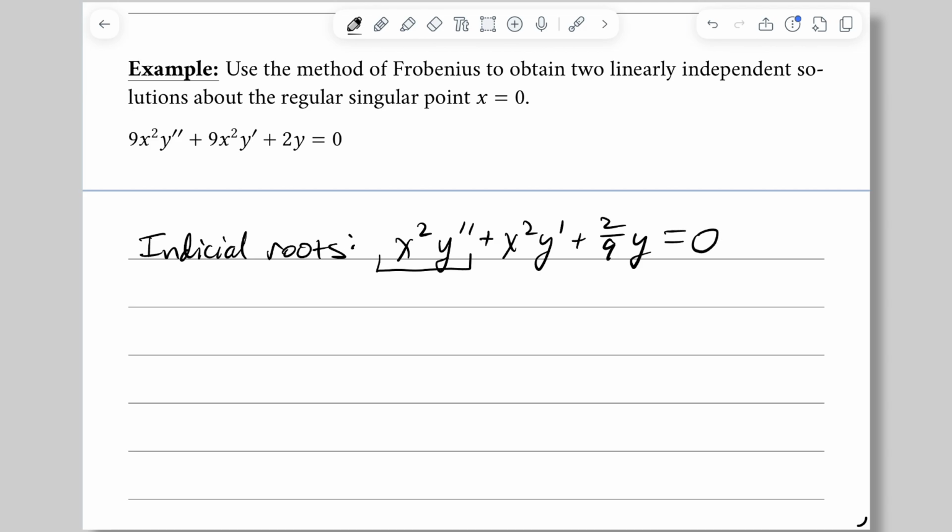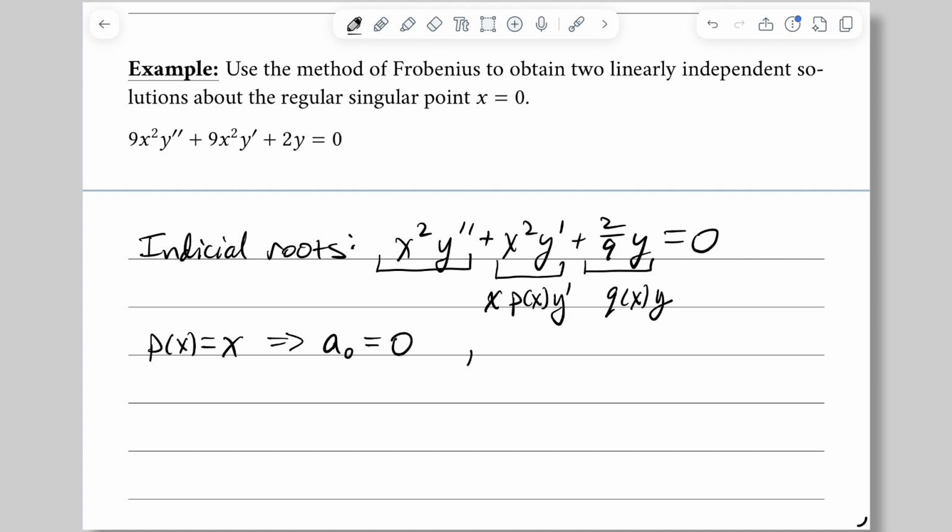Once we have our x squared y double prime term, remember that our y prime term always has the form x lowercase p of x y prime. And then the y term is lowercase q of x times y. Since x p of x y prime is x squared y prime, we know that lowercase p of x is equal to x, which means the constant term a sub 0 is 0. For q of x, we have 2/9, and that gives us that b sub 0 is equal to 2/9. And if you don't know what I'm talking about here, you really need to watch the previous video.